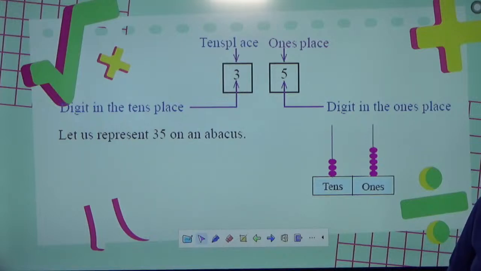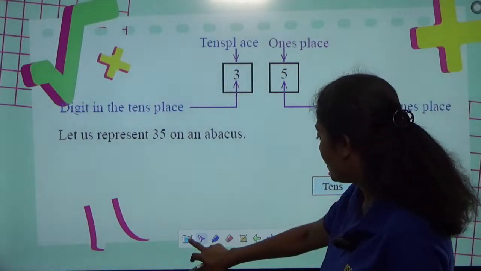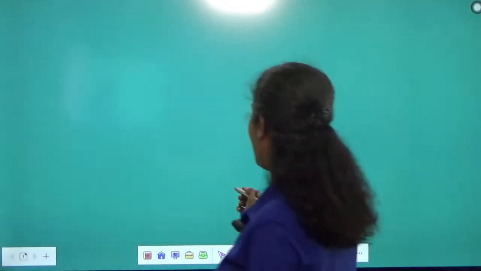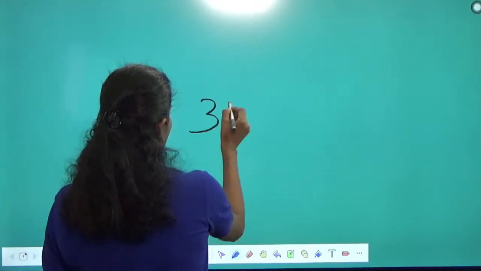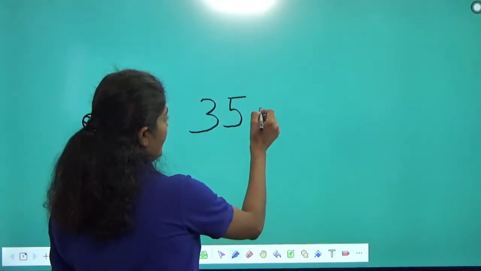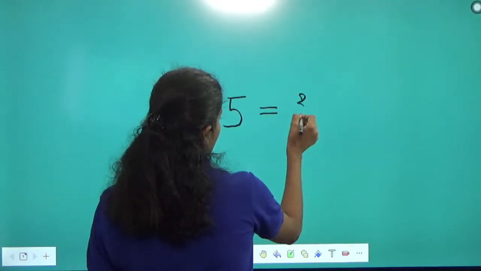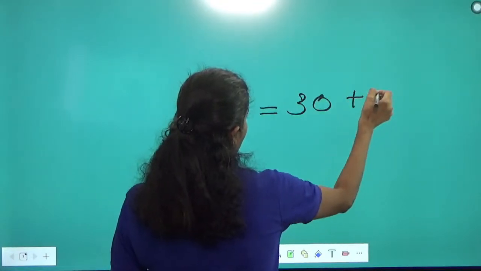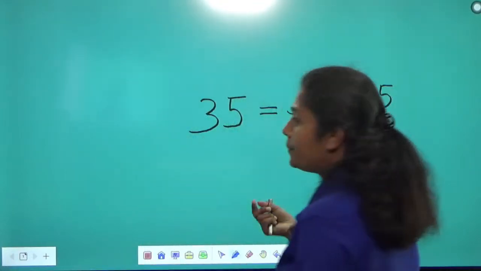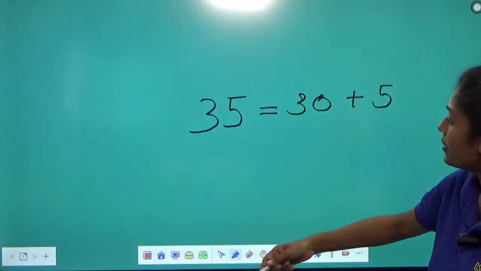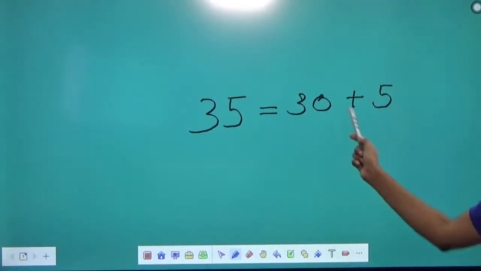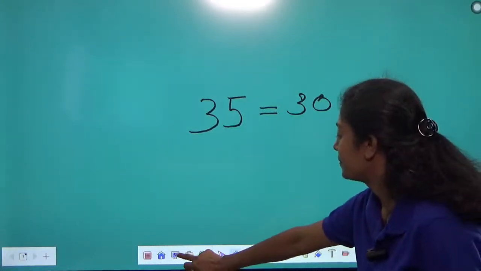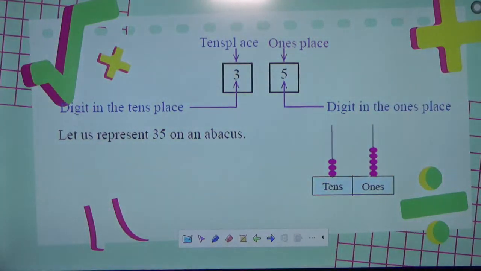1 times 5 makes 5. Okay. I will write on the board and show you. Now you have 35. How can you make this one? 30 plus 5. The unit place value is 5. Then the tens place value is how much then? 30. Yes. Right? Then you can identify.